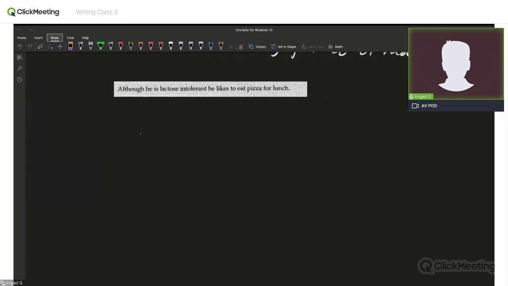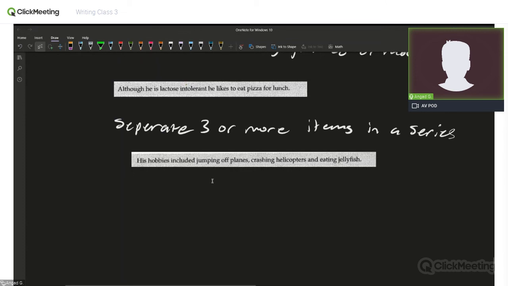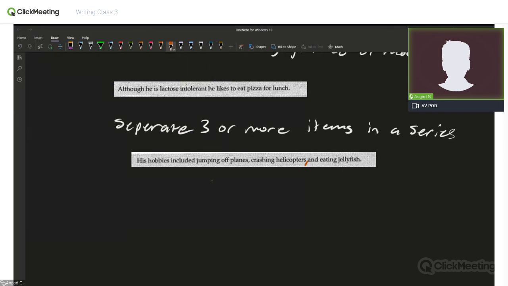Another one is to separate three or more items in a series. Most of you know this. So we have, hobbies included jumping off planes, crashing helicopters, and eating jellyfish. We have to put a comma here before the and. Reason being, that's how series commas work with the series. And you guys get that? All right, cool.